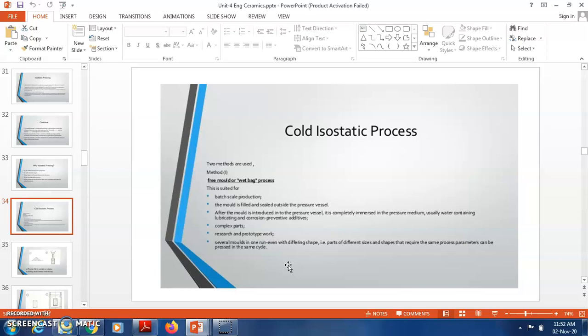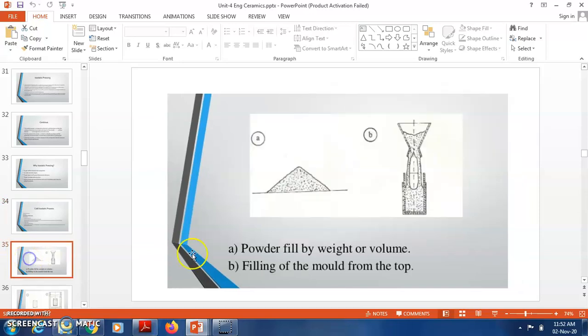Several molds in one, or even molds with differing shapes, that is, parts of different sizes and shapes that require the same process parameters, can be pressed in the same cycle. Here you can see A, showing the powder filled by weight or volume. Then the filling of the mold from the top.